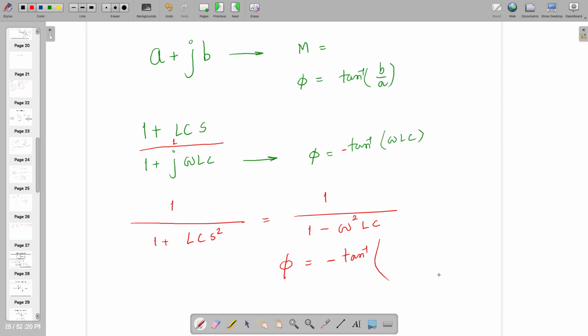Root LC. So there are two things, imaginary and real part. This is real, 0 divided by 1 minus omega square LC. Is it correct or wrong? It comes directly as real, sir. Yeah, I'm just following the equation. You studied this. I'm keeping those things.